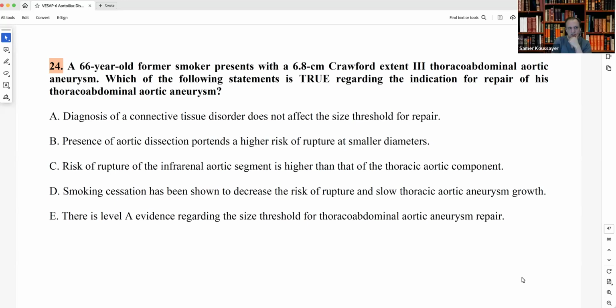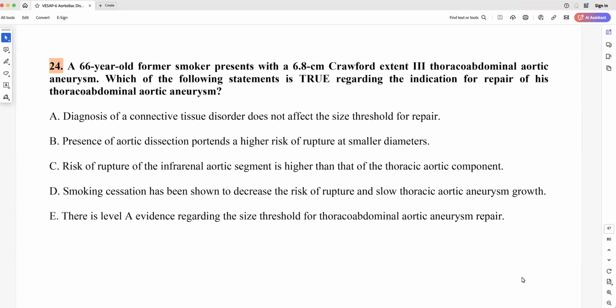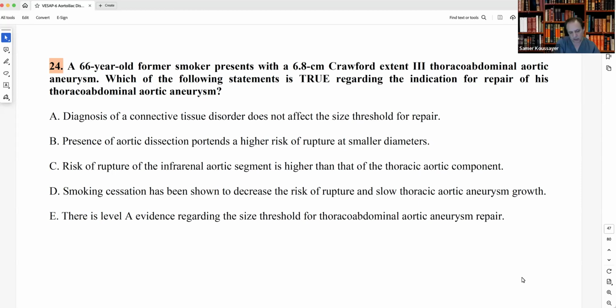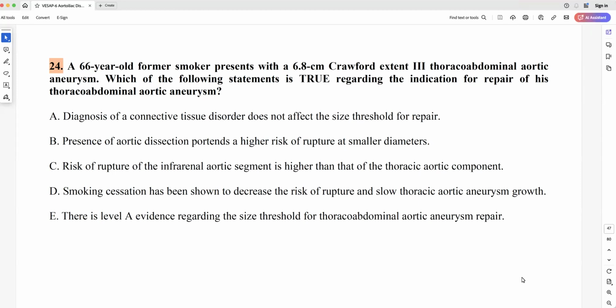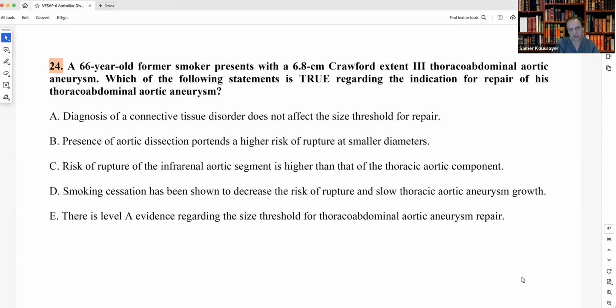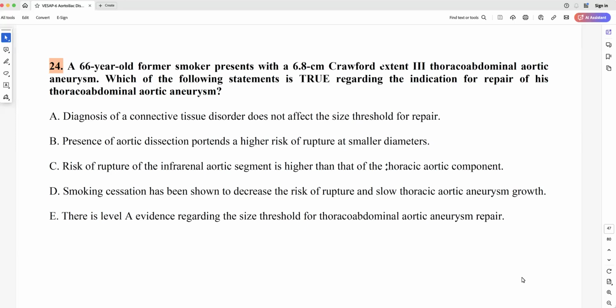So what is the first option? Diagnosis of connective tissue disorder does not affect the size threshold for repair. No, you repair at smaller sizes in connective tissue diseases. It matters. Why do we repair at a smaller size? Because they tend to rupture at smaller sizes. It's correct, that's very important. Okay, next. B, the presence of aortic dissection portends a higher risk of rupture at a smaller diameter.